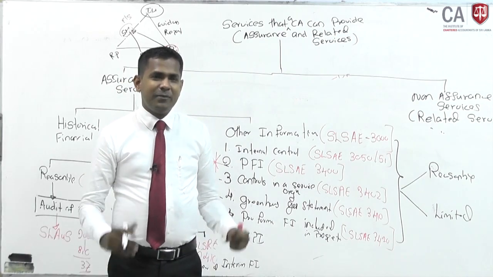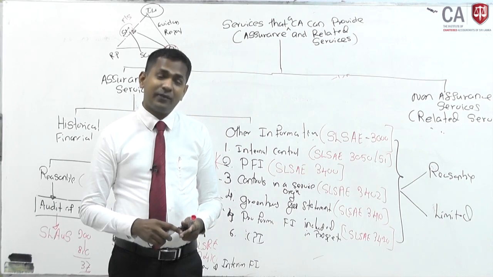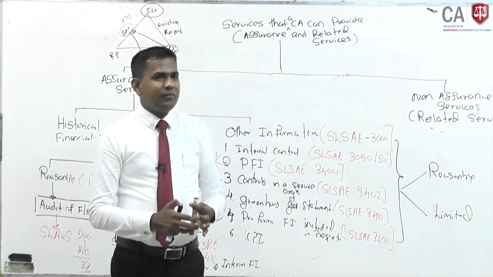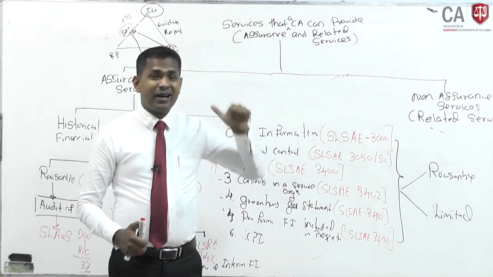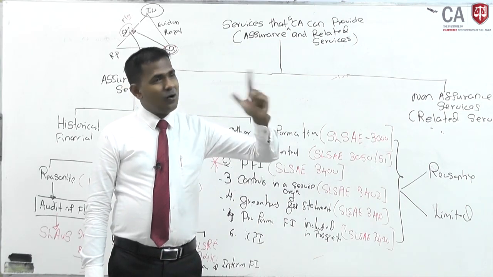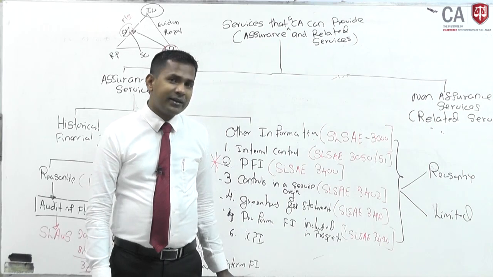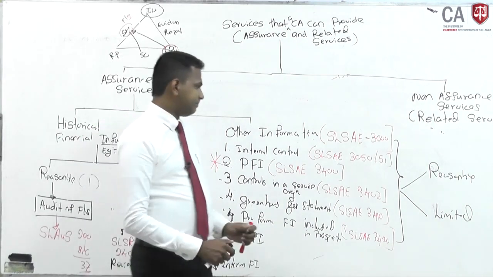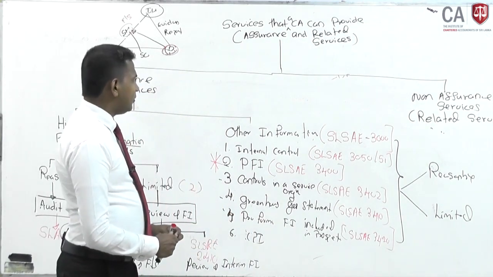So in different places in the auditing syllabus, we use different words for a chartered accountant. In the code of ethics, we say professional accountant. In auditing standards, we say auditor. For all the assurance services, we say practitioner. Right. Okay.